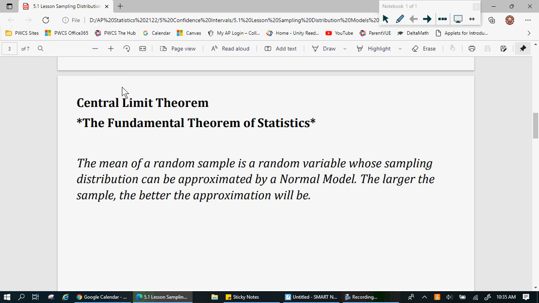So if we keep taking the average of a random sample, we will get a distribution of sample means that's approximately normal. The larger the sample size, the closer it is to being a normal model. So when we talk about assumptions and conditions in a minute, we are going to want to be aware of our sample size. We want to take a large enough sample.